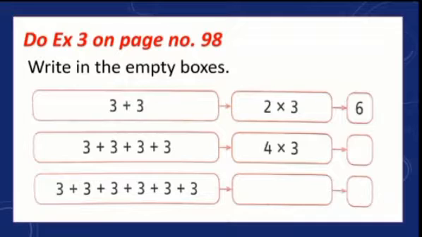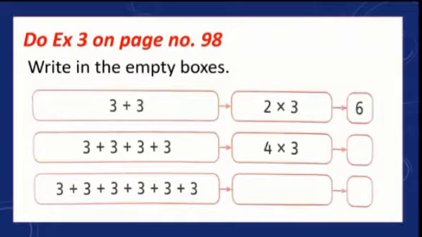Now open page number 98 and complete exercise 3. Write in the empty boxes. Here you can see empty boxes are given. You have to fill them, like when we add 3 two times, the answer will be 6. And when we multiply 3 by 2, the answer remains the same, that is 6.